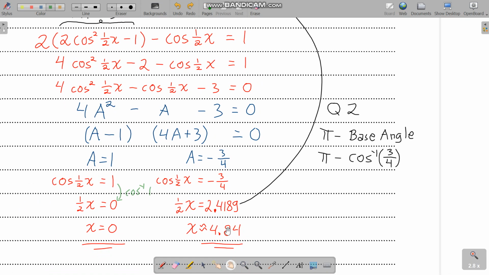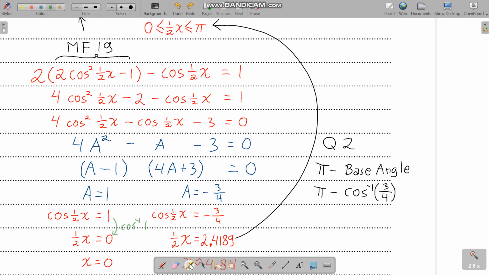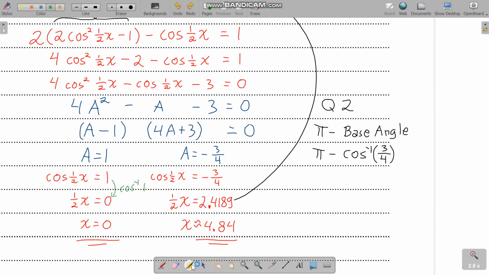So since we are looking for a negative value of cos, we have to use the quadrant 2 angle. And the quadrant 2 angle is pi minus the base angle, or quadrant 1 angle. And to find the base angle, we have to use inverse cos. So to find the base angle, we use inverse trigonometry, but using the positive. So we ignore the negative sign, if any. So we use inverse cos 3/4.